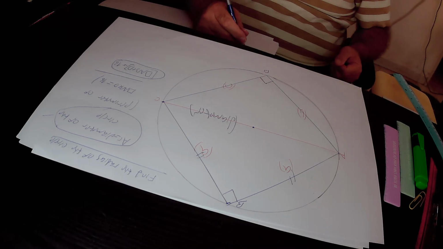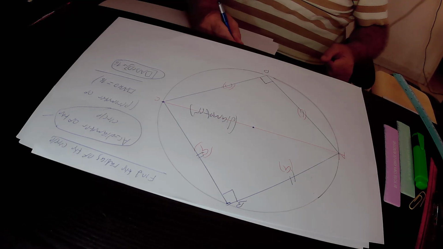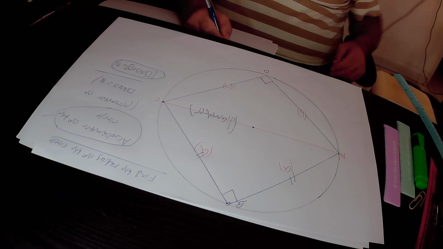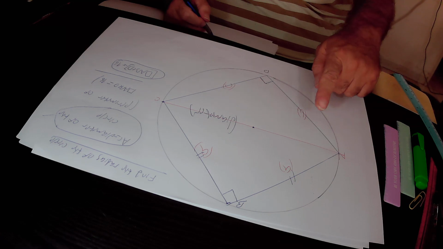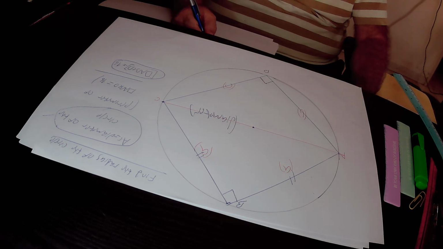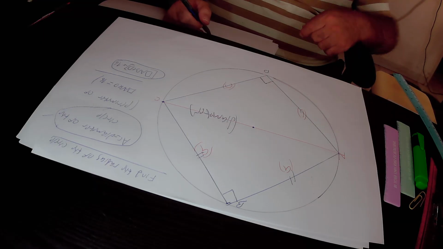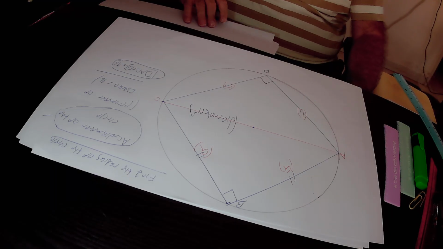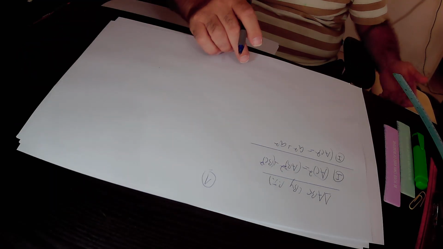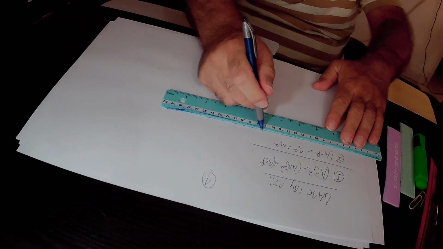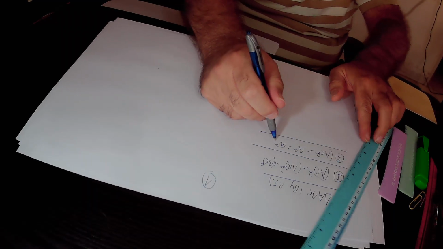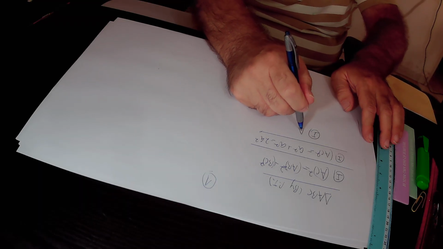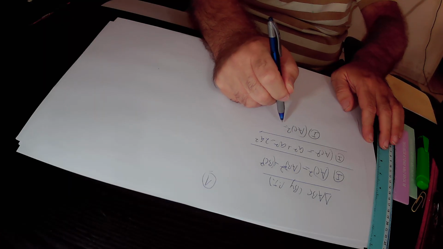AC is the missing side, so we leave it as it is, so it is AC square equals AB square. AB is A, therefore AB square is A square, plus BC square. BC is also A, so BC square is A square. So in total, we found that AC square equals A square plus A square, this is 2A square. According to equation 1, AC square equals 2A square.